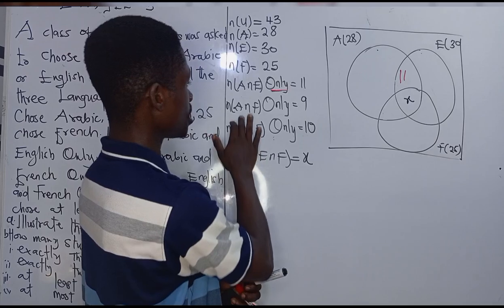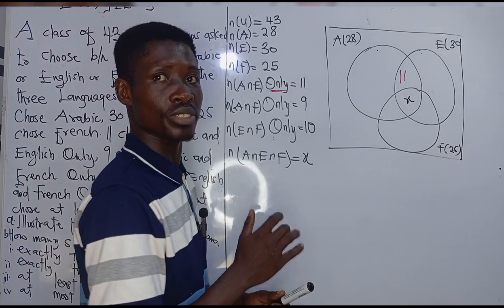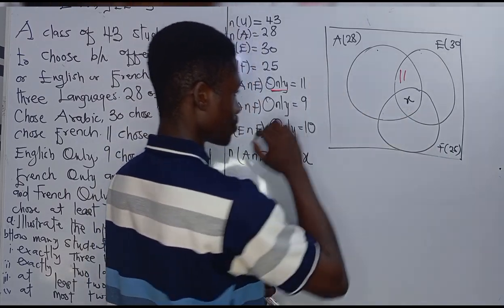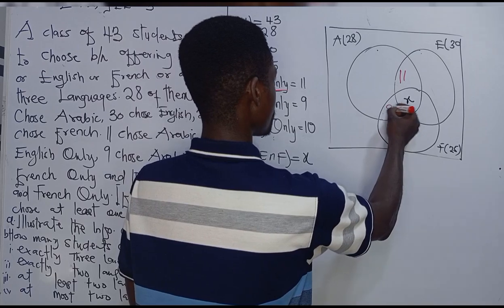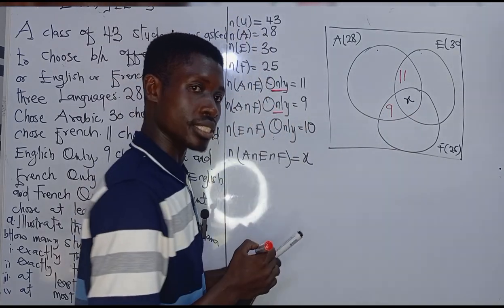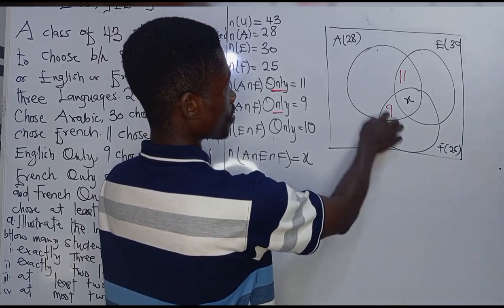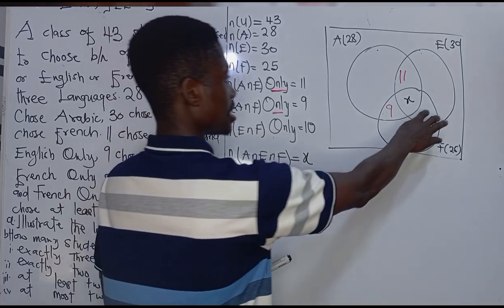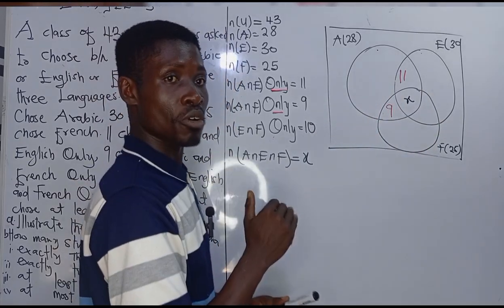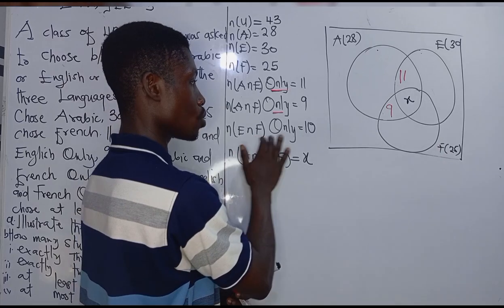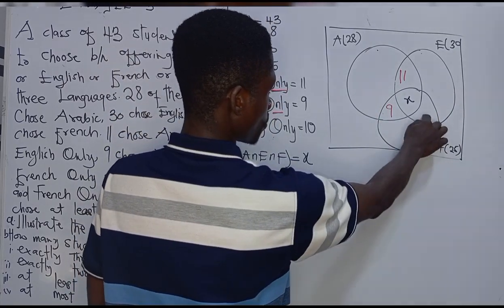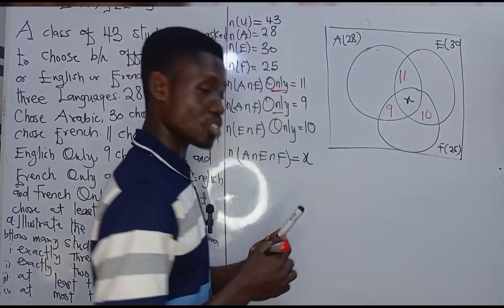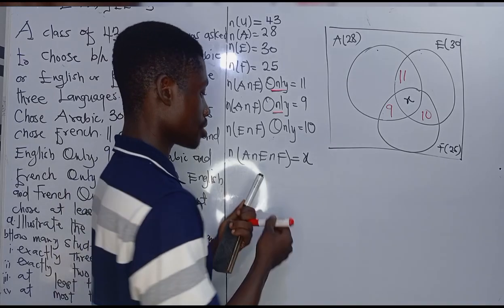We are also saying that the number of students who chose Arabic and French only are 9 students. So we have Arabic and French. We are referring to this region. So we are going to write the whole of this 9 there because of this word only. So this region is for Arabic and French only. Now the next region that we are going to look at is this particular region. It is the number of students who chose English and French only. We are talking about this region. So we are going to write the whole of 10 there without subtracting X from it, because we are talking about only.